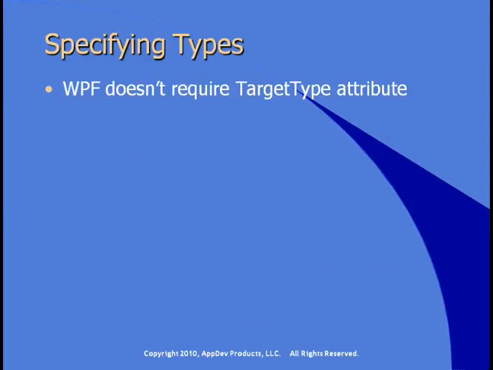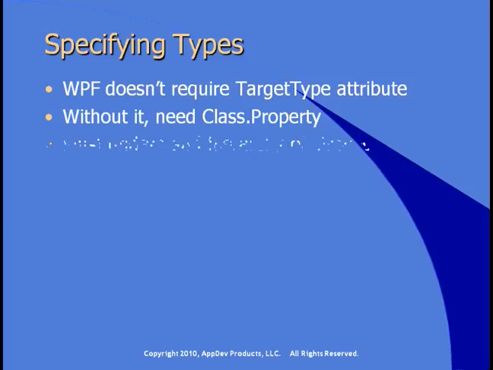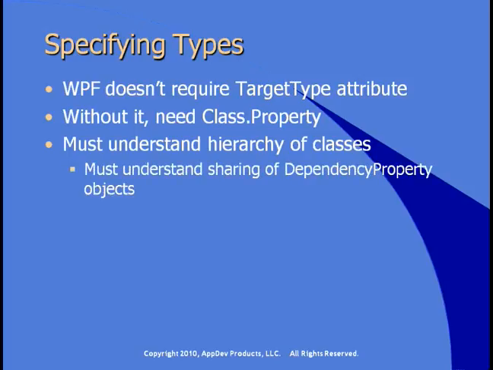Every example you've seen so far includes a target type attribute, but WPF doesn't require that target type attribute. Without it, you will need to specify class.property. And in order for this to work, you have to understand the hierarchy of classes and how dependency objects work, and you must understand sharing of dependency property objects.